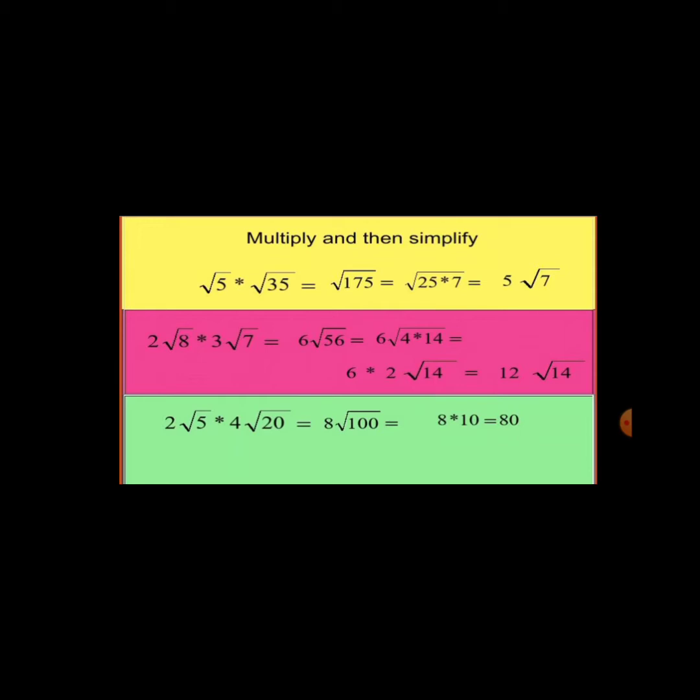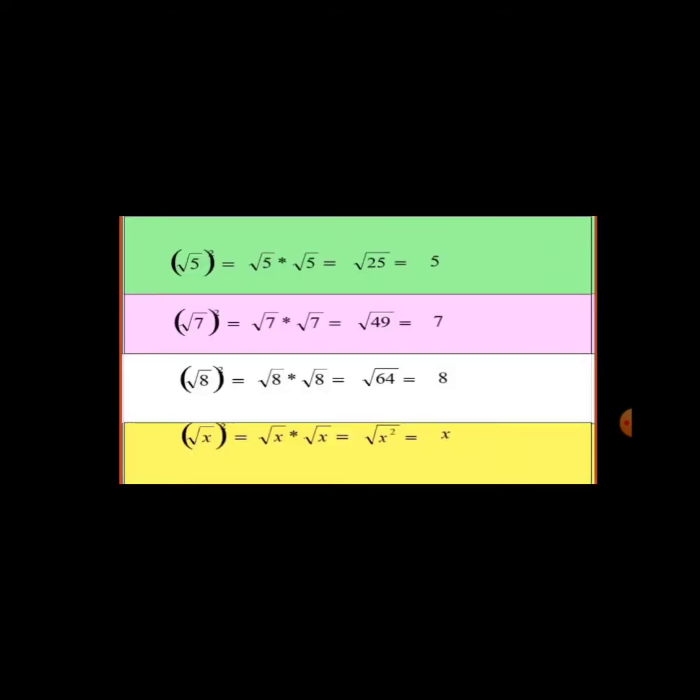2 square root of 5 times 4 square root of 20 is equal to 8 square root of 100. So 8 times 10 is equal to 80. So, square root of 5 squared is equal to 5. Square root of 5 times square root of 5 is equal to square root of 25. The square root of 25 is equal to 5.